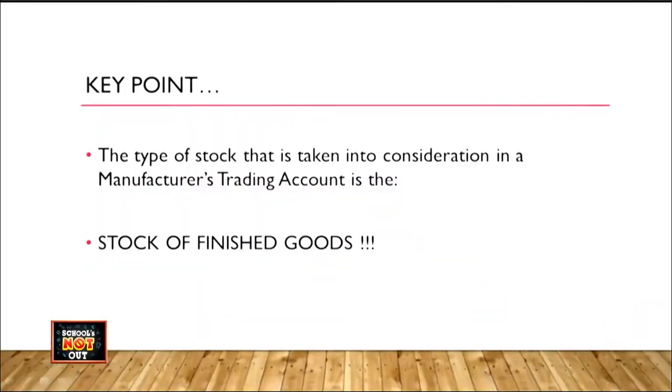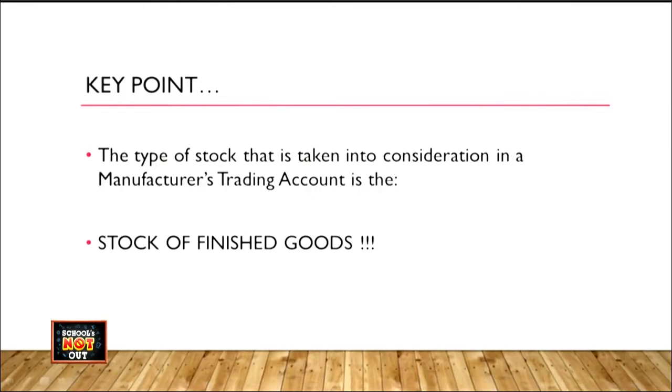Now, what I want you to bear in mind is this. When we're examining a manufacturer's trading account, we are going to focus on what we call the finished goods. In the previous class, we explored the stock of raw material as well as the stock of work in progress, which were needed to calculate the manufacturer's cost of production. However, for the trading and profit and loss account, we will be focusing on the stock of finished goods.